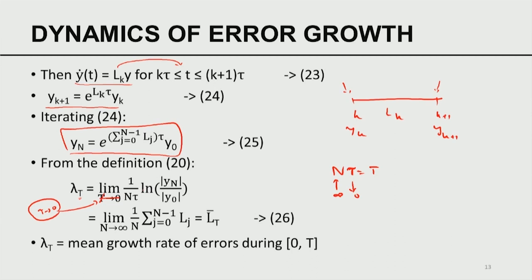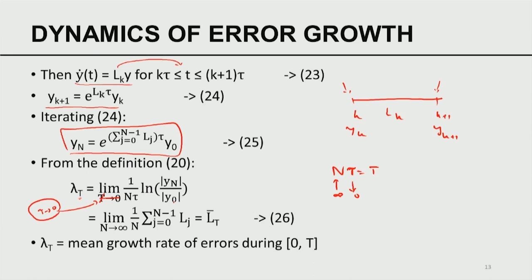Now I am taking the logarithm of yn divided by y naught. What is yn? The absolute value of yn is the error at time capital N. Y naught is the error at time 0. I am taking the ratio. It is the logarithm of the ratio of the magnitude of the error at time n to time 0. So why the errors now? I am interested in the errors that affect the prediction.